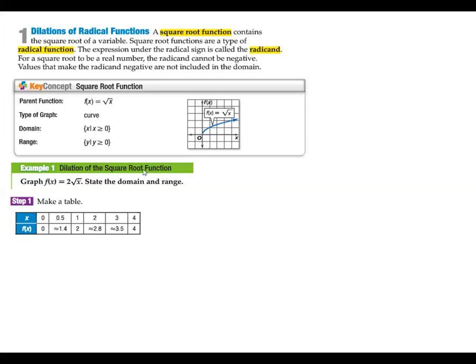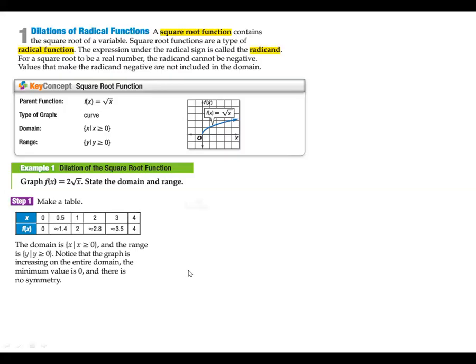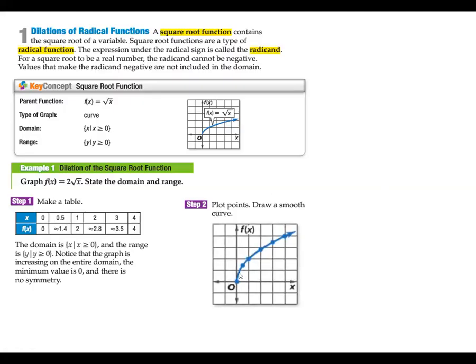Once you have your table of values, those are just your x and y coordinates. You can see that the domain is x greater than or equal to 0, and the range is y greater than or equal to 0. Notice that the graph is increasing on the entire domain. The minimum value is 0, and there's no symmetry. We get that by plotting the points and drawing a smooth curve. Don't connect them with straight line segments. Make a nice curve that goes through those points.